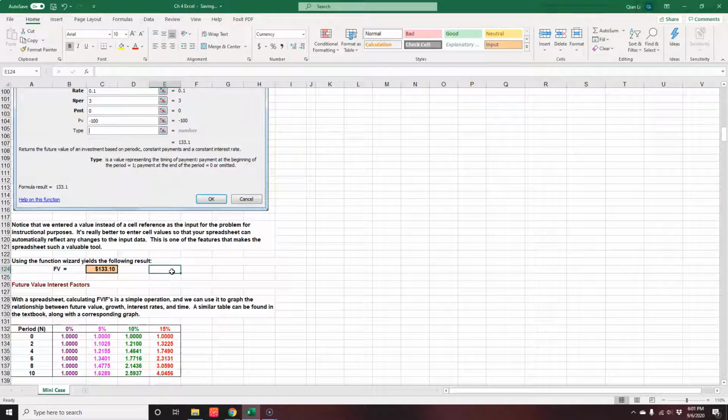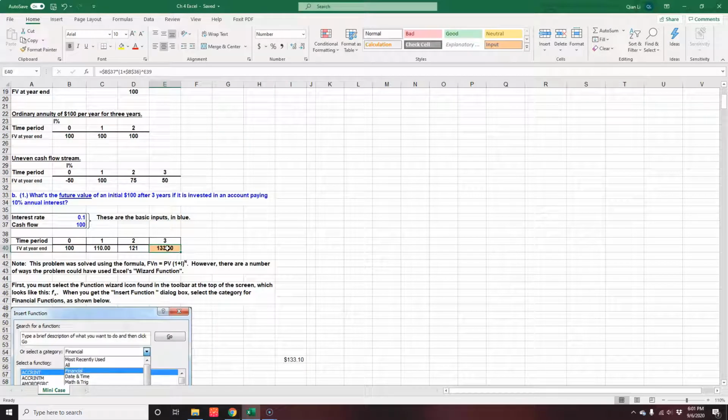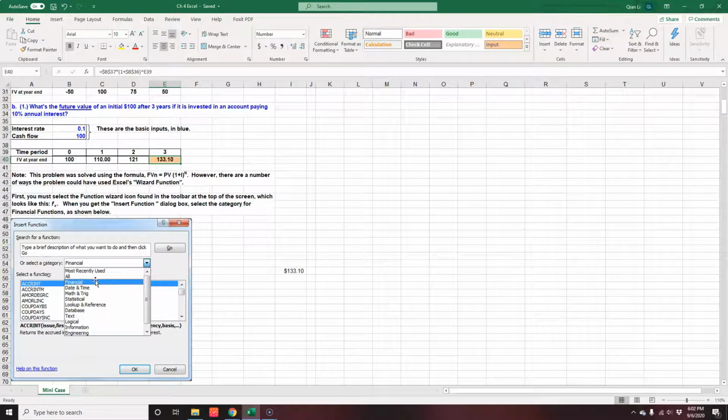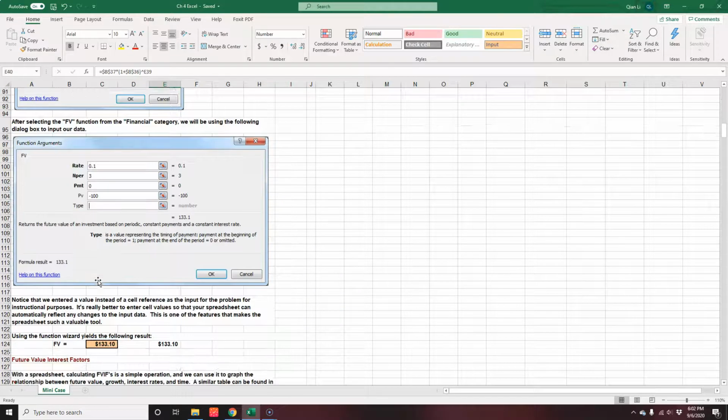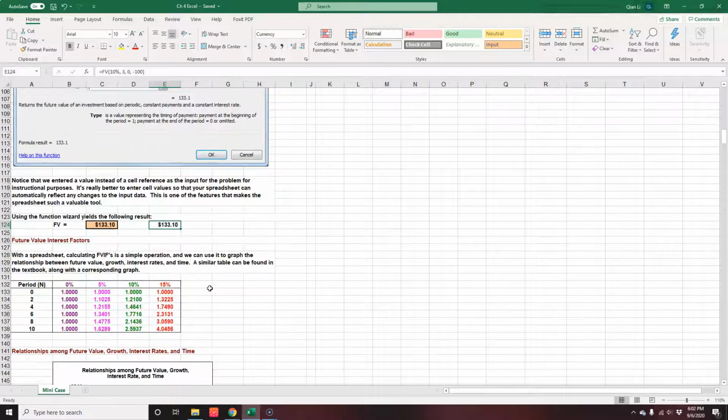Or you can try to use the FV function directly. To do that, simply type in equals FV, and Excel will tell you what numbers you need to input. The first one is the rate, the interest rate, 10%. The second one is the number of years, 3 years, 0 payments, and I'm putting in negative 100, and that's it. So to summarize, you can set up a formula to calculate the future value. You can use the function wizard, or you can just use the future value function directly. Either way, you should get the same results.